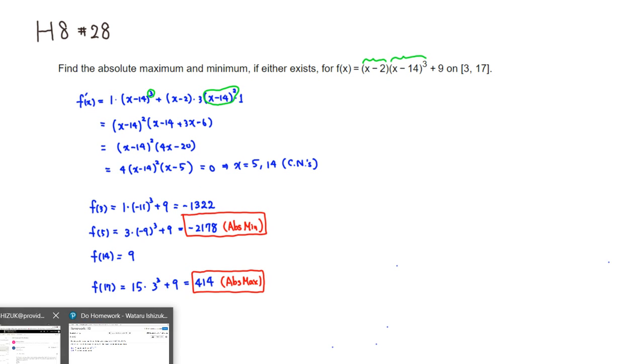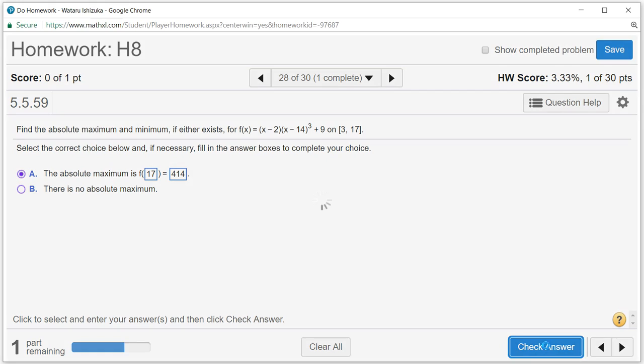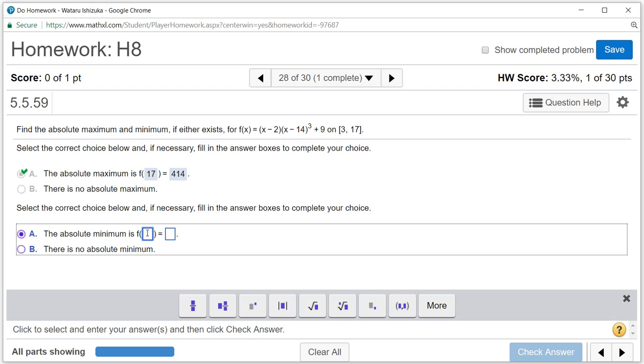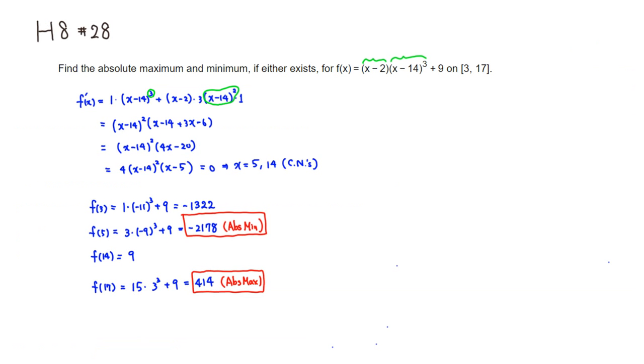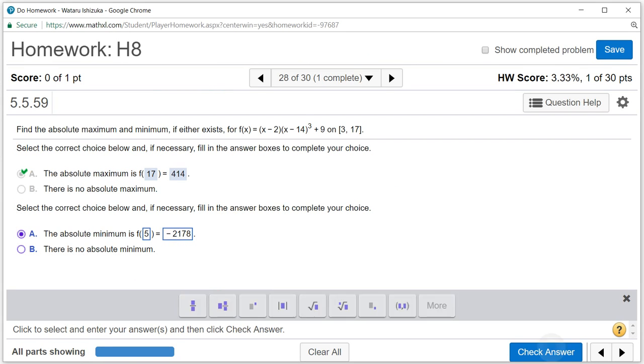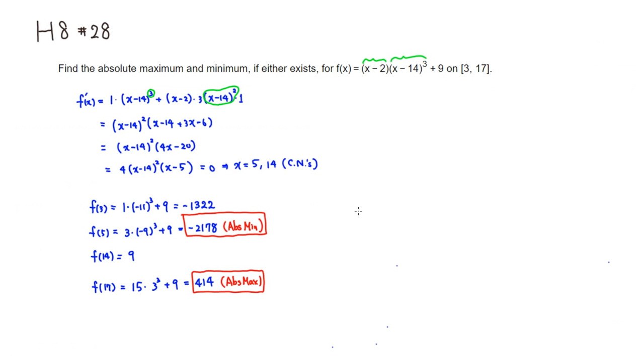So let's type it in. The absolute maximum occurs at x equals 17, and the value was 414, I believe. Let's check the answer. We got that. And the absolute minimum occurs at 5, and the value was negative 2178. Check the answer. We got that. All right, that's it. I hope that this was clear.